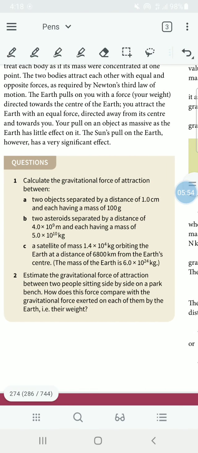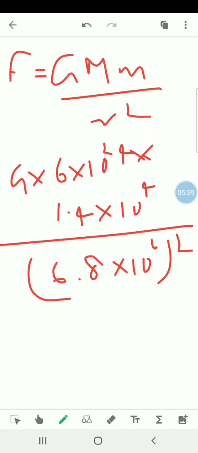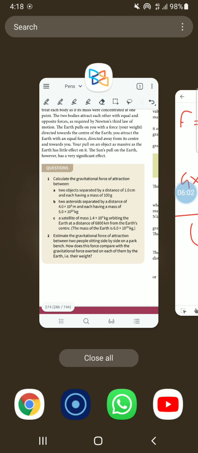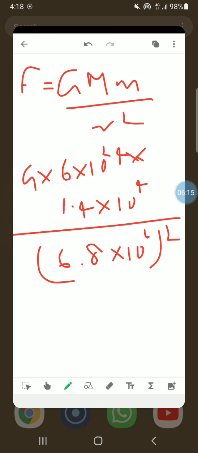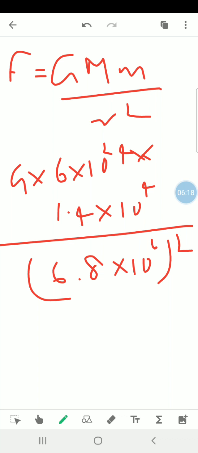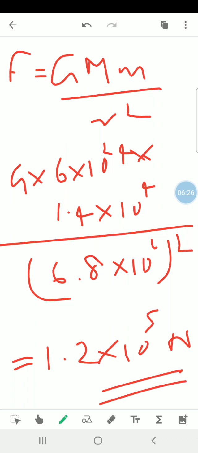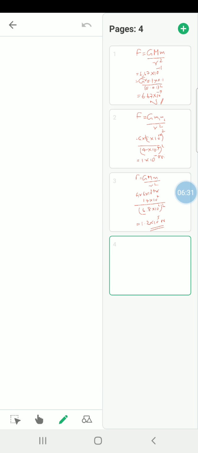They have given 6,800 kilometers, so that has to be converted into meters. 6,800 when it is converted into meters, you get 6.8 into 10 to the power 6. I hope you understood that. So when you divide this, you will get 1.2 into 10 to the power 5 newtons. So that is the answer for part C. Let's go to question number 2.